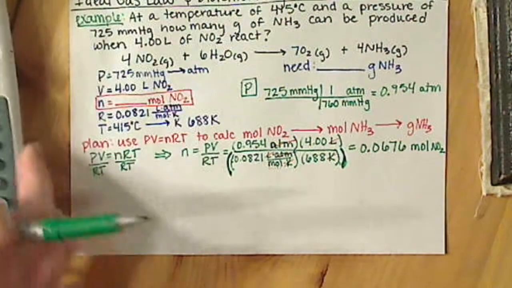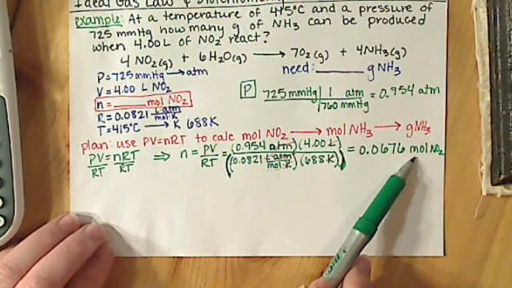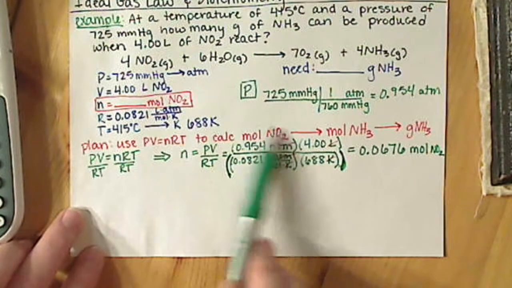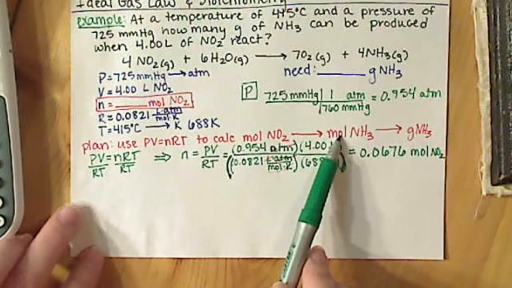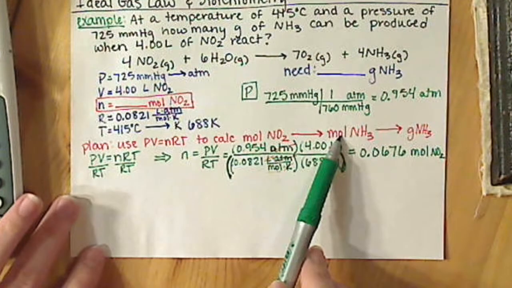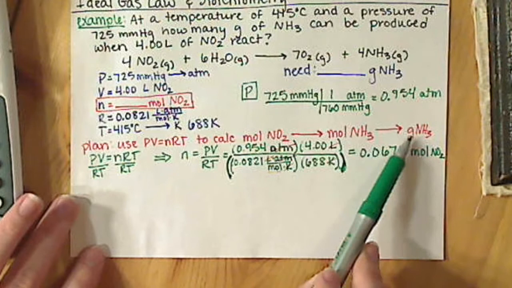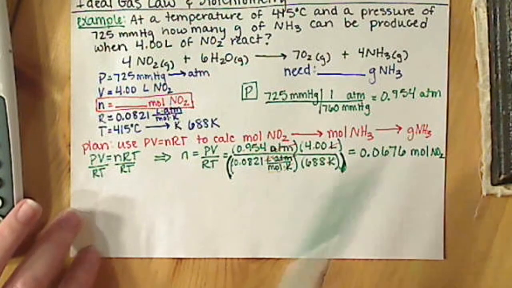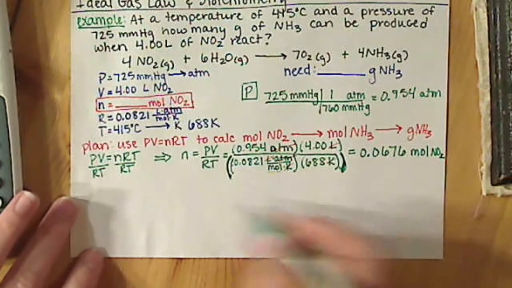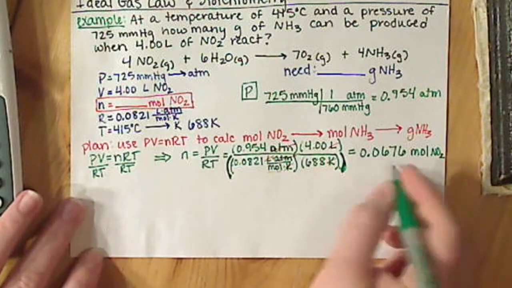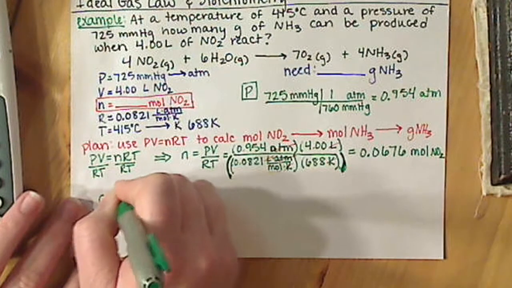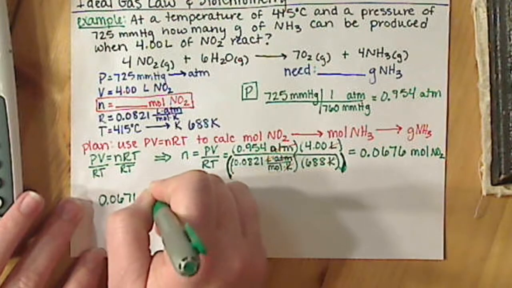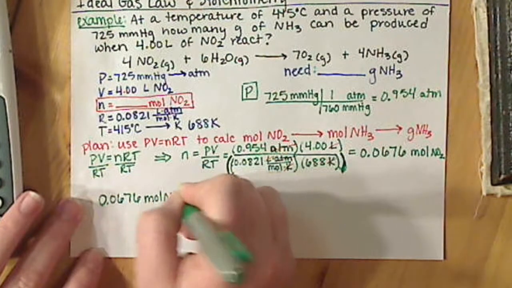All right, so we have our moles of NO2. So we're here in kind of our plan. We want to go from moles of NO2 to moles of NH3 using our stoichiometry, and then moles of NH3 to grams of NH3. And so we can do that all in one railroad. So I'm going to take my moles here. So I have 0.0676 moles of NO2.